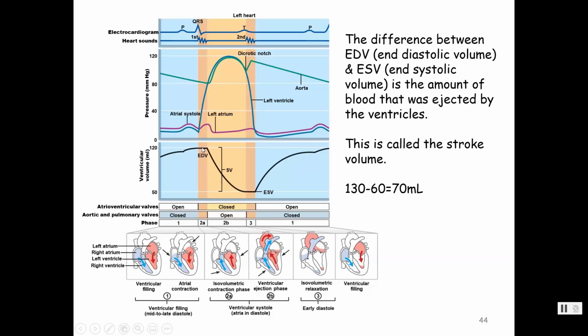The max after the atrial contraction is called the end diastolic volume. When the ventricles contract, they're ejecting blood. What is left after ejection, so after systole, is the end systolic volume, which is about 60 mils. If you take your end diastolic volume and subtract your end systolic volume, that's how you get your stroke volume. They give the lab average of 70 mils, and that's the amount ejected per heartbeat by both sides. So 70 mils goes to the lungs, 70 mils goes to the body.